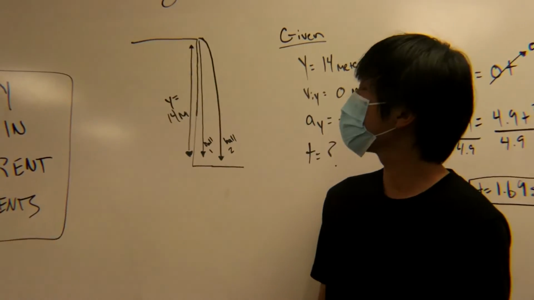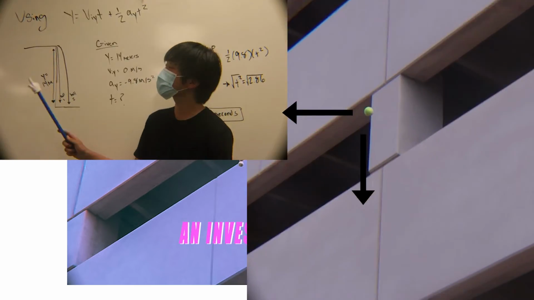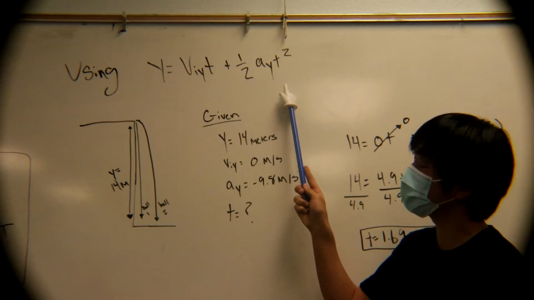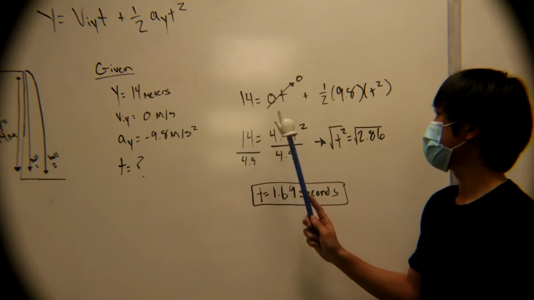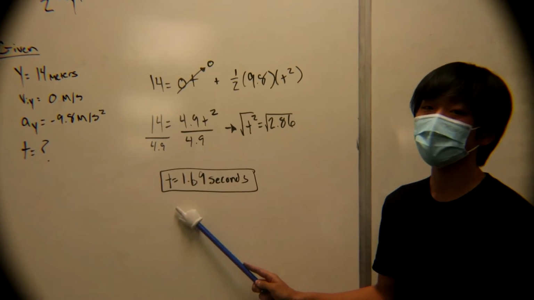As demonstrated in the previous clips, the balls we dropped landed on the ground at approximately the same time. Now let's look at exactly why this is mathematically. One of the fundamental rules of kinematics is that velocity exists in different components. So even though the x component velocities are different in these 2 balls, we can still use the y component equation. With these givens being the same for both balls, we do some calculations and arrive at a time of 1.69 seconds, which is the same for both balls.